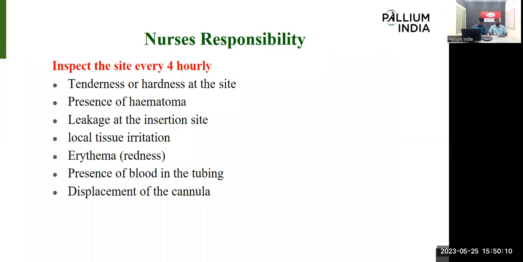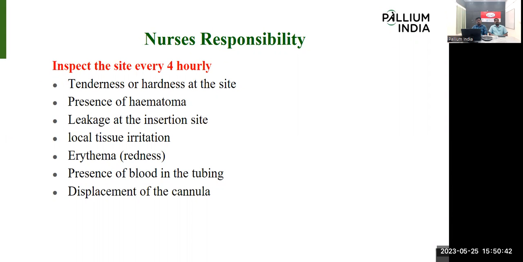So as a nurse, what are all our responsibilities? I already told you, after starting the subcutaneous injection or subcutaneous infusion, after 1 hour we need to check. So next, what are all the things we need to do as a nurse? Every 4th hourly, we need to inspect the site. After starting the infusion or injection in that subcutaneous space, we need to check every 4th hourly. What are all the things we need to check or inspect?